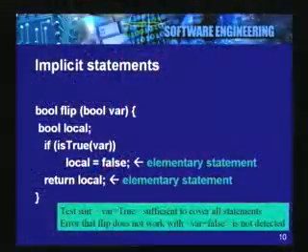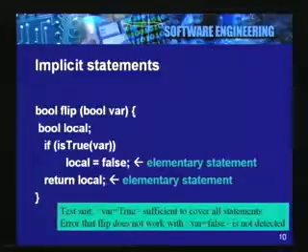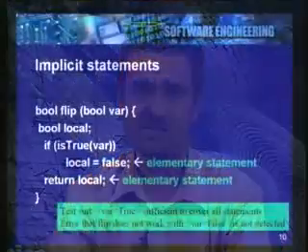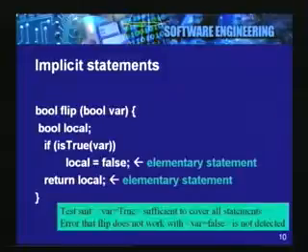So, we have here another function, a flip function, which takes in a Boolean variable and returns a Boolean result. This function is intended to flip the variable and return the flipped Boolean value. What is expected is that flip true is false, and flip false is true. Let us look at the code for this flip function and see what happens when we apply the statement coverage criteria.